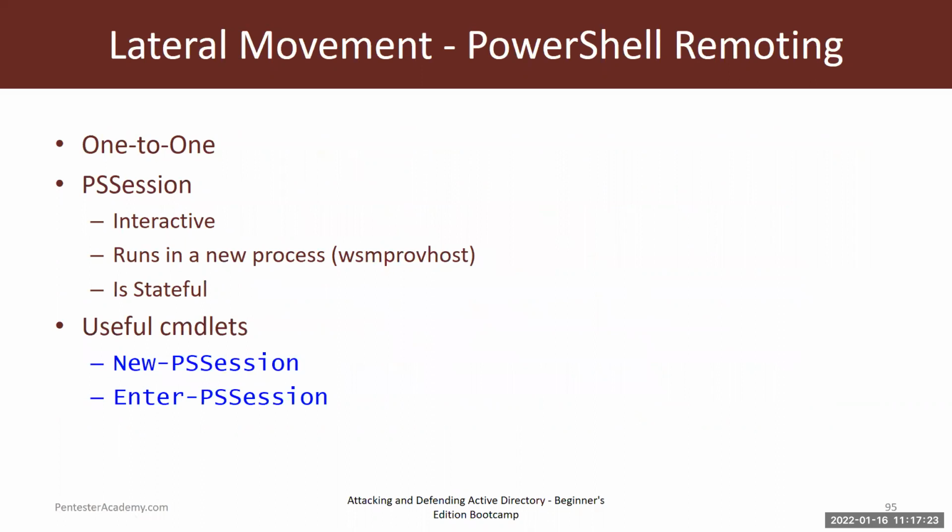Now, PowerShell remoting is of two types: one-to-one, that is from one machine to another machine. It is interactive, and runs in a new process, wsmprovhost, on the remote machine. Note that it is not powershell.exe that starts on a remote machine when you PS remote into it. It is wsmprovhost. You can use cmdlets like New-PSSession and Enter-PSSession for that.